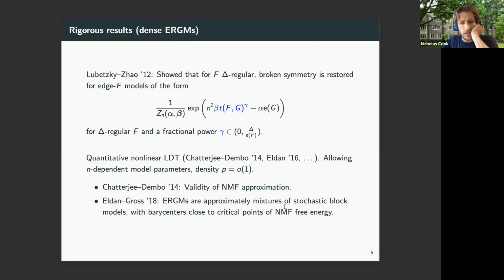All right, and in particular, there was a result of Eldan and Gross using Eldan's approach to nonlinear large deviations, where they were able to show that in a certain range of sparsity, these sorts of measures concentrate on stochastic block models, which are a generalization of Erdős–Rényi, where you partition the vertices and then you specify the density between different blocks of vertices.